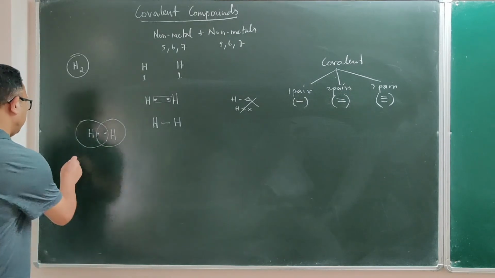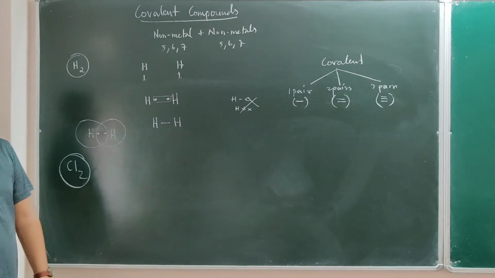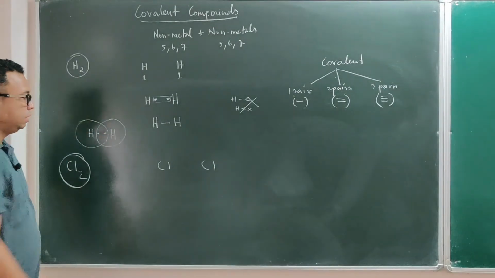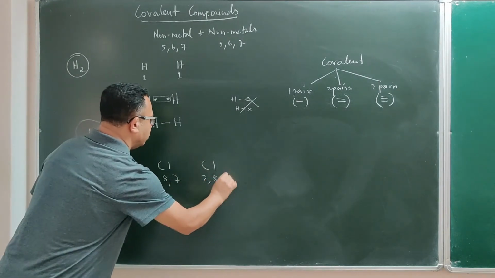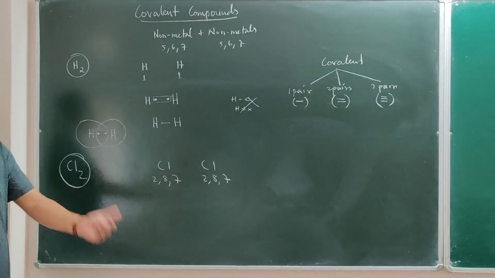Okay, let me show you here only the second molecule, chlorine. Chlorine is formed between one chlorine atom and another chlorine atom. Chlorine configuration is 2, 8, 7. Now you can see the outermost shell has 7 and 7. Both of them are unhappy, and electrons cannot be transferred either.